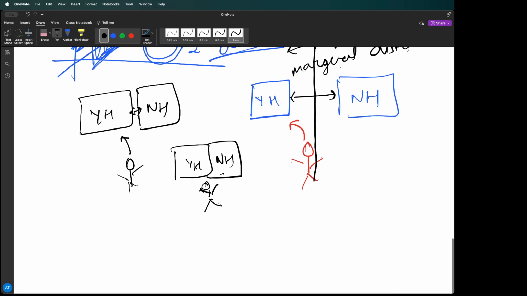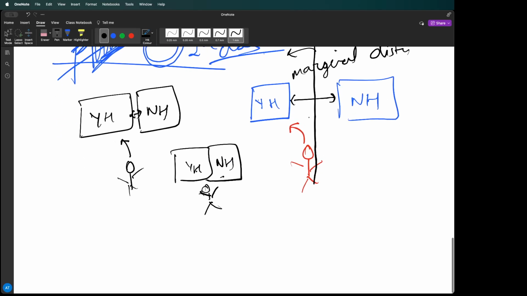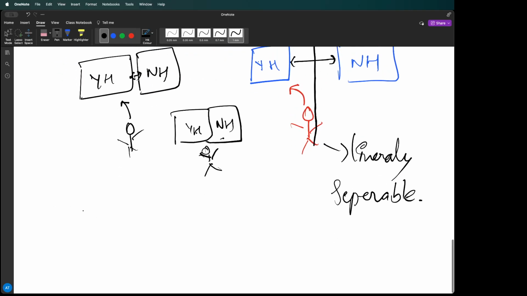So if it is linearly separable, this is the way. If you can draw a line and separate the two classes, then we call it linearly separable. Right. And in case your data looks like this.